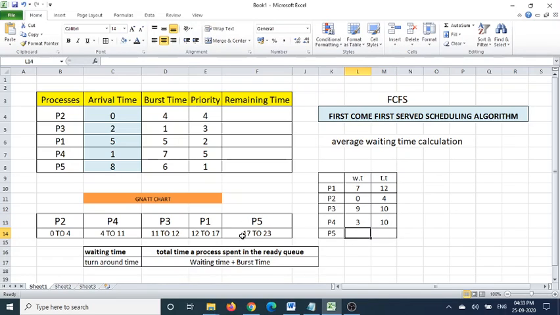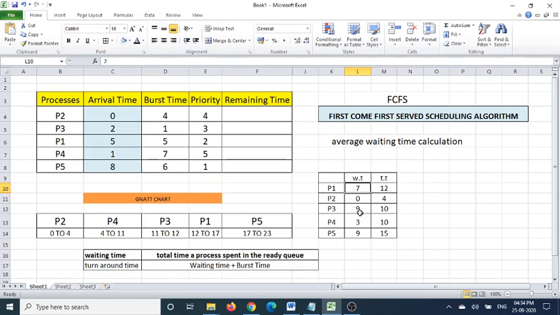P5's start time of running is 17, and P5 got into the queue at 8, so 17 minus 8 is 9. So 9 is the waiting time for P5, and the burst time of P5 is 6, so 9 plus 6 is 15. So this is the calculation. If you see the average waiting time, you just have to sum it up. The average is 5.6. 5.6 is the average waiting time.